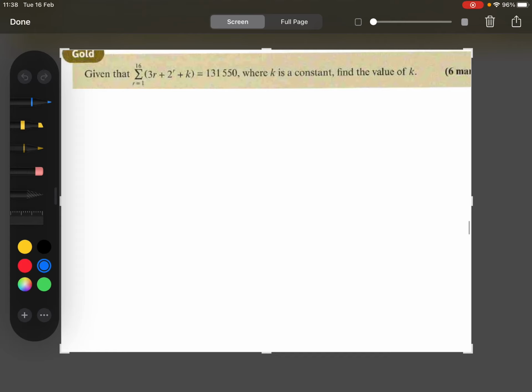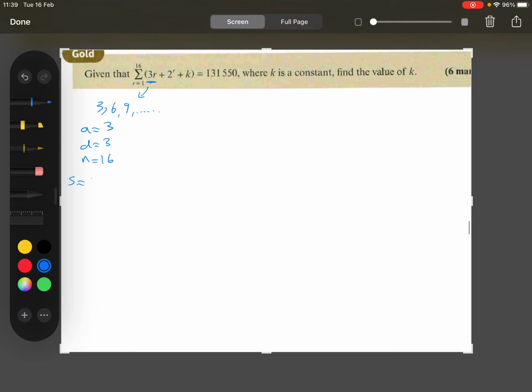So I can see that this part here of this rule would give me an arithmetic sequence, because when r equals 1, I would get 3. When r equals 2, I would get 6. When r equals 3, I would get 9, and so on. So I have an arithmetic sequence where the first term is 3, the common difference is 3, and there are 16 terms in that sequence. So that would allow me to work out the sum for that.